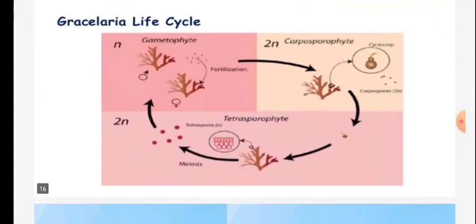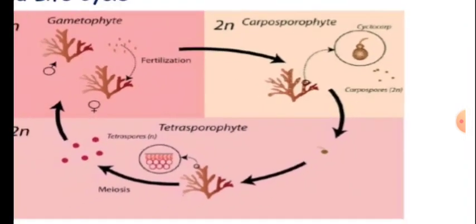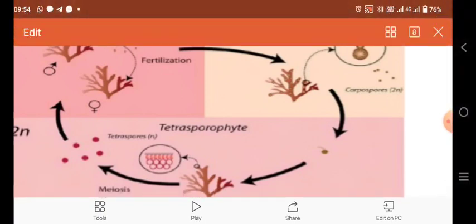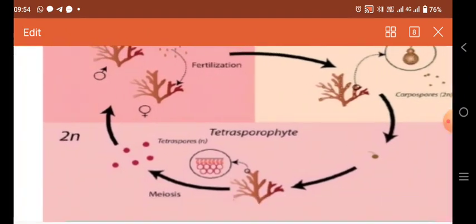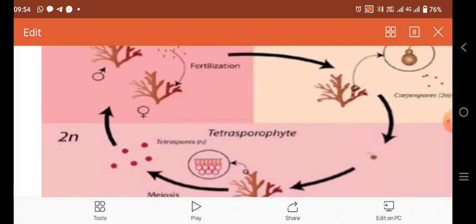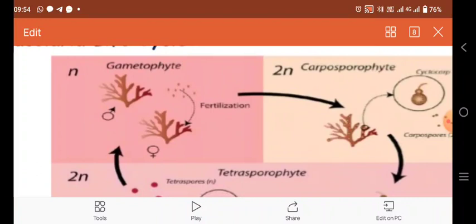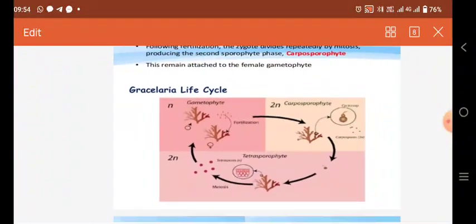The life cycle of Gracilaria, just for our study. So haploid gametophytes, male and female, are different. Fertilization gives rise to the carposporophyte. This carposporophyte again develops the carpospores. This carpospore germinates, and again there is the development of the tetrasporophyte. This tetrasporophyte is diploid, it goes under meiotic division and again develops the haploid spores. So like this, the Gracilaria life cycle is there.